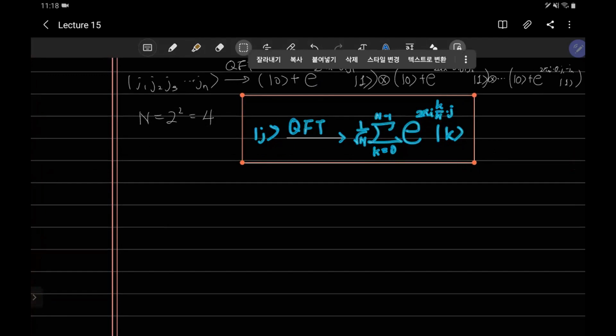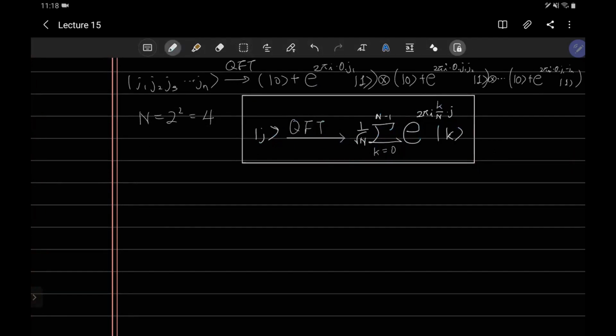So let me start with the simplest case when j equals 0. Let me save some more space because I know I will need a lot of space. This one is expressed as 1 over square root of capital N, and I'm assuming that capital N is 4, so it is 1 over square root of 4. When j equals 0, the summation goes from 0 to 3, and the exponent part will always be 0 because j is 0. So we don't need to consider any of the exponential values. All we have to do is just add from 0 to 3.